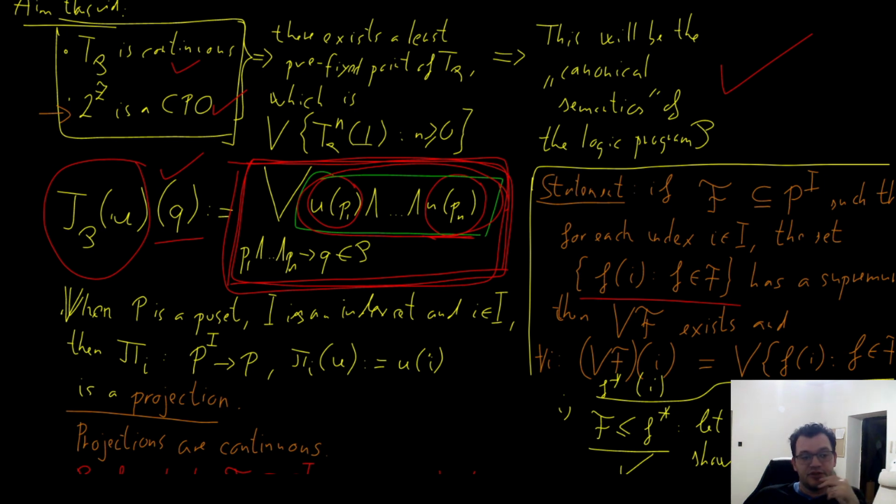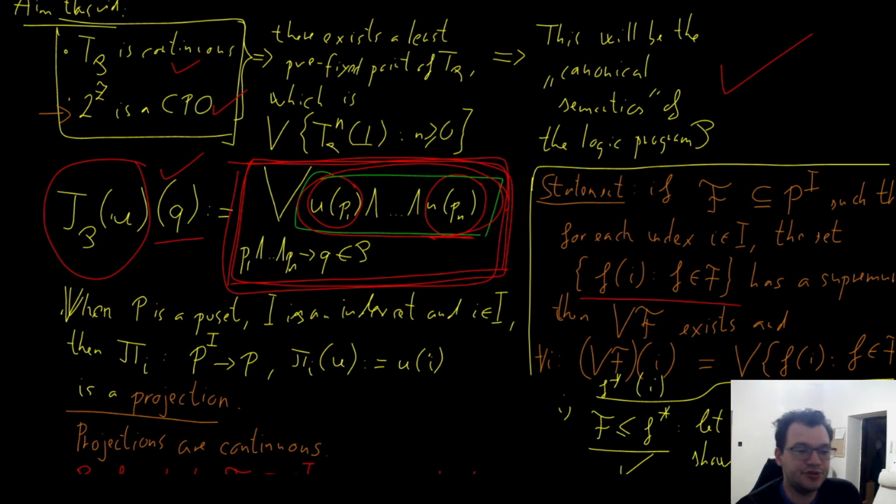This happens to be the least fixed point as well, and it can be computed by just iterating the TP function from the constant 0 assignment, and taking the supremum of these variable assignments. The supremum will exist, and it will be the unique least prefixed point of the function TP. So this should be the canonical model of a logic program.